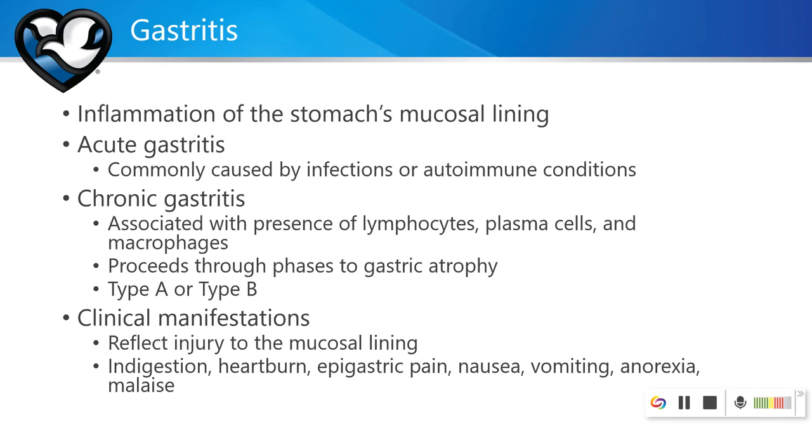Gastritis refers to inflammation of the stomach's mucosal lining and can be acute or chronic. Acute gastritis is typically caused by infections or autoimmune conditions, and infections are often due to H. pylori, which is a gram-negative spiral bacterium transmitted through the fecal-oral route. Neutrophilic infiltration characterizes acute gastritis.